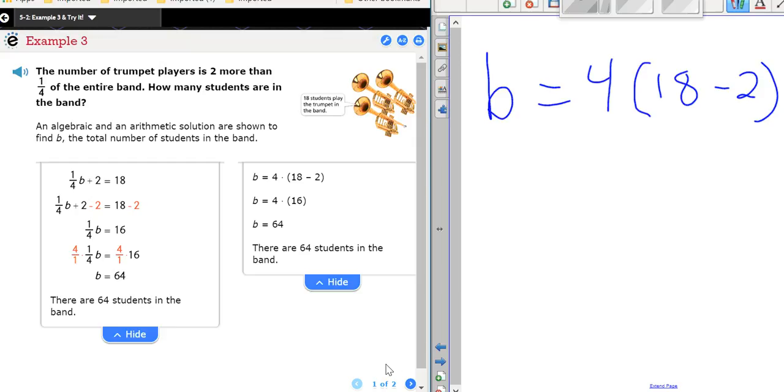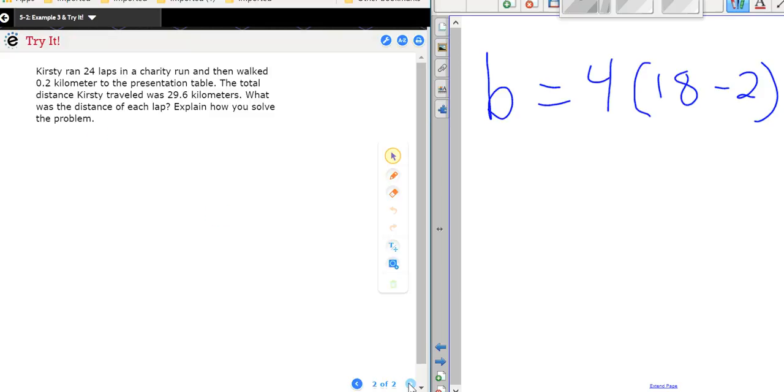That is example. That is lesson 5.2. Here's a sample for you. Go ahead and try it out. See if you can figure out both ways, the arithmetic and the algebraic.